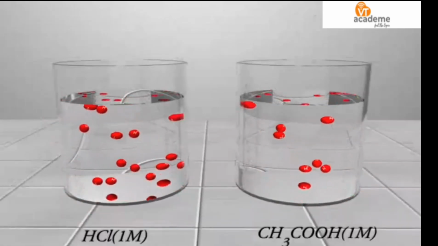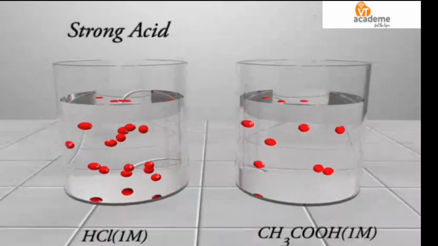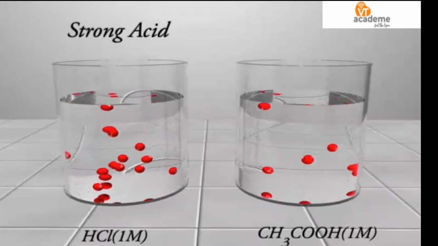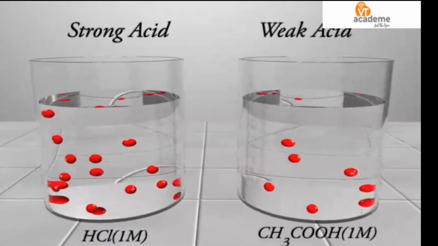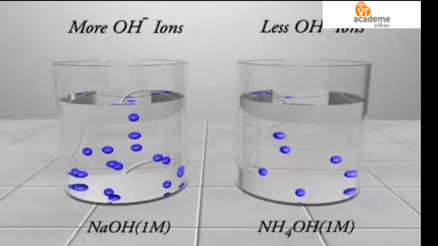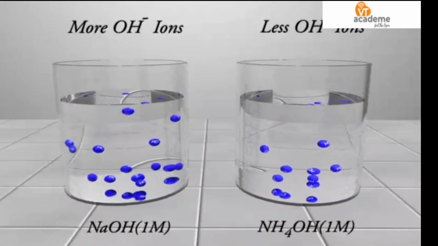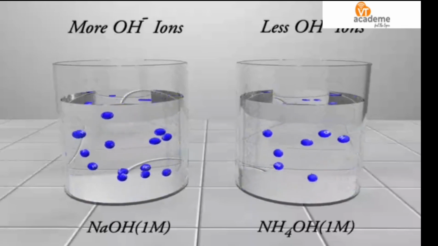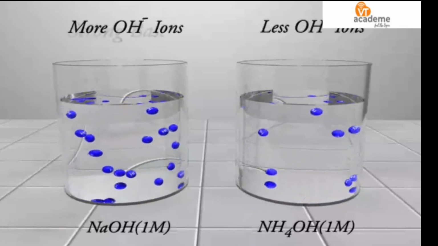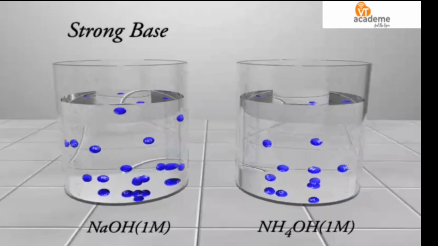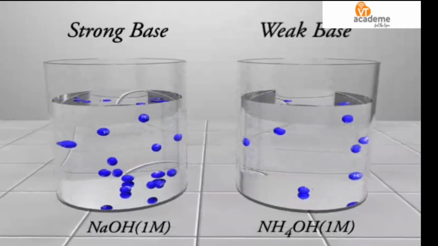Acids that give rise to more H+ ions are said to be strong acids, while the ones that give less H+ ions are said to be weak acids. Similarly, if we take two bases of the same concentration, say 1 molar NaOH and 1 molar NH4OH, then the base that gives more OH- ions is a strong base, and the one that produces less OH- ions is considered a weak base.